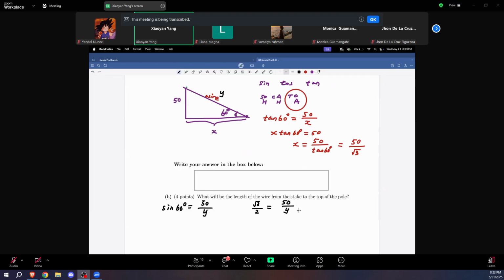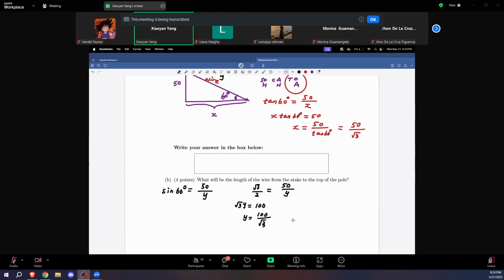What's the y? Cross multiply. So we have radical 3 times y equal to 2 times 50, which is 100. How to solve y? Both sides divided by radical 3. So 100 divided by radical 3 will be the final answer.